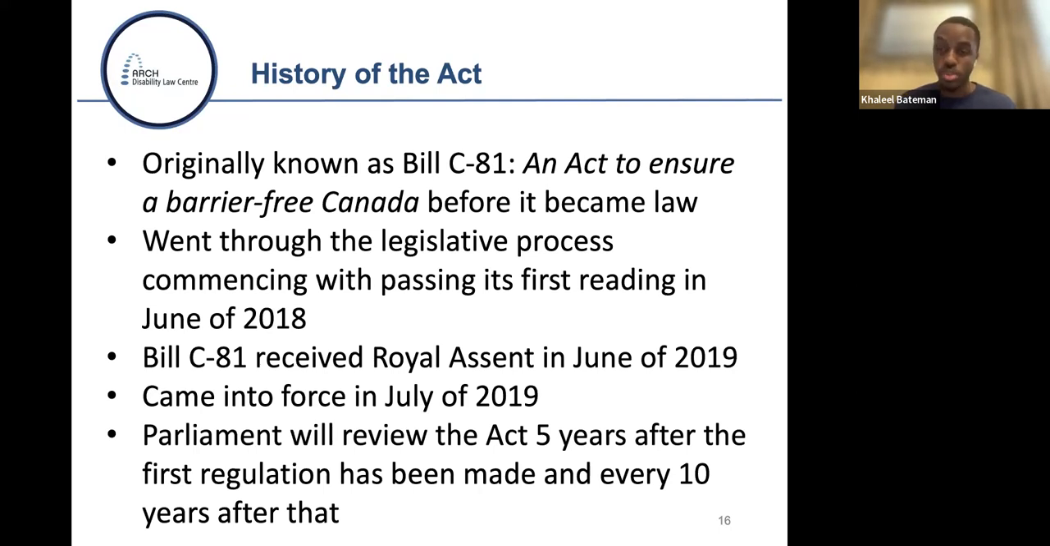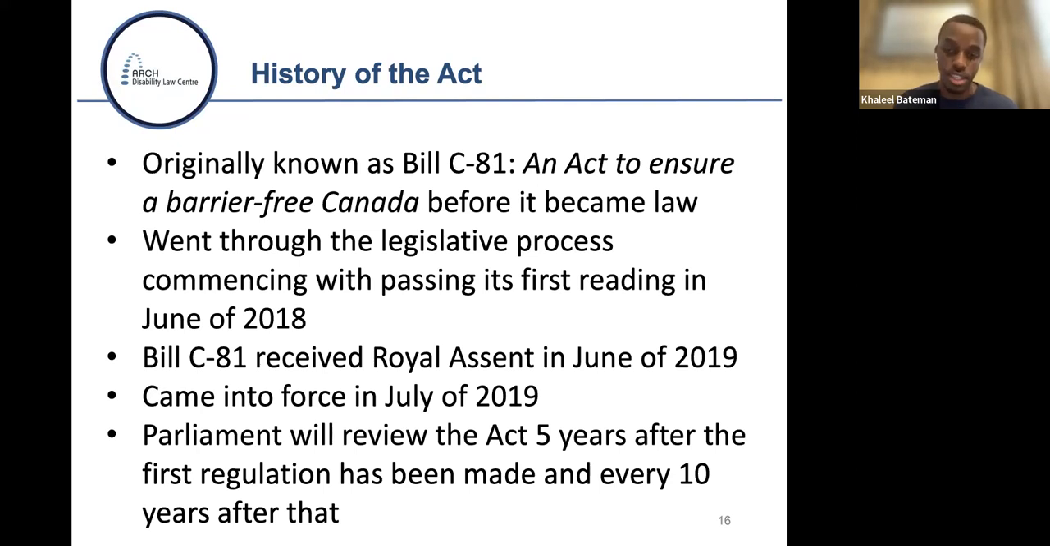The bill went through the legislative steps, starting with its first reading in June of 2018. Throughout the process, there have been several consultations and opportunities for communities to voice their concerns and comments for the legislation. The bill then received royal assent in June of 2019, meaning it successfully passed all of the stages of the legislative process, and it came into force in July of that same year.